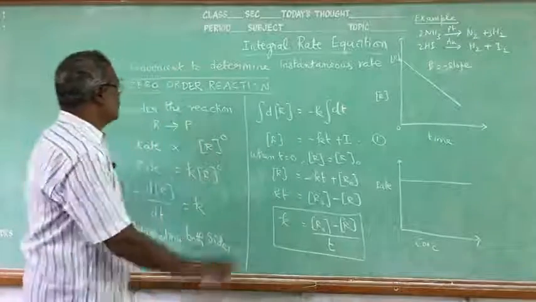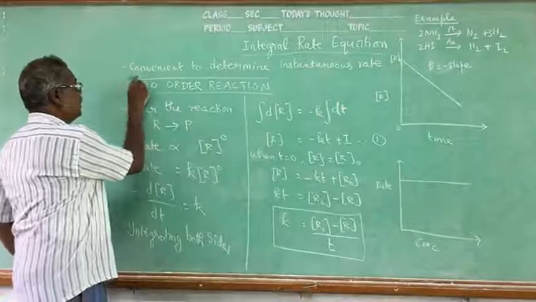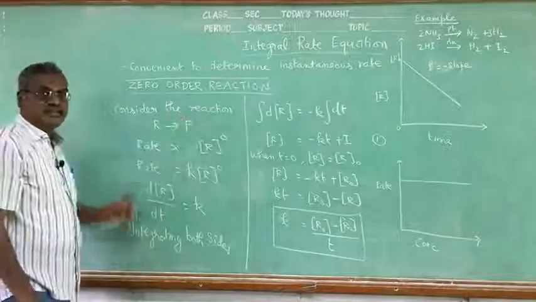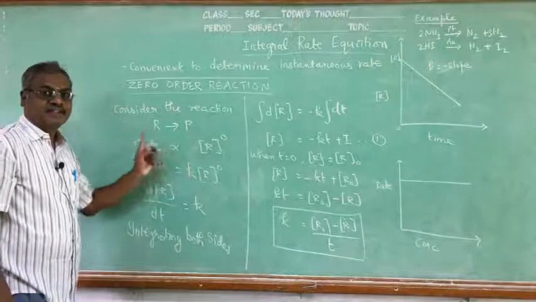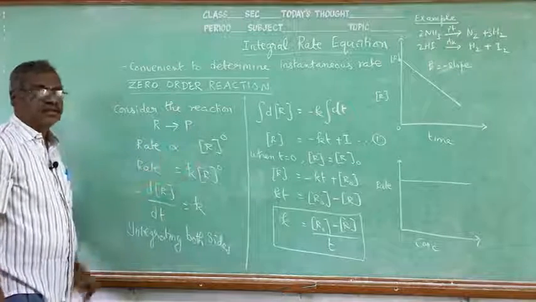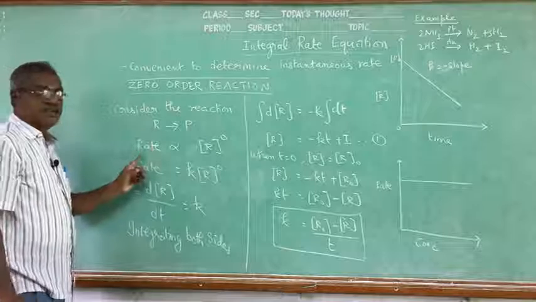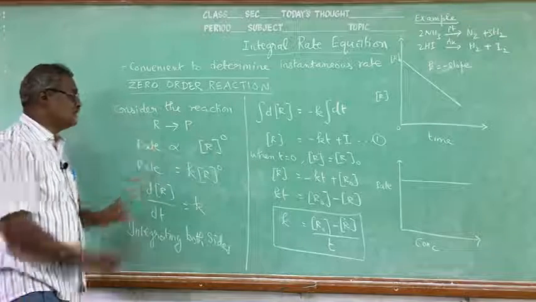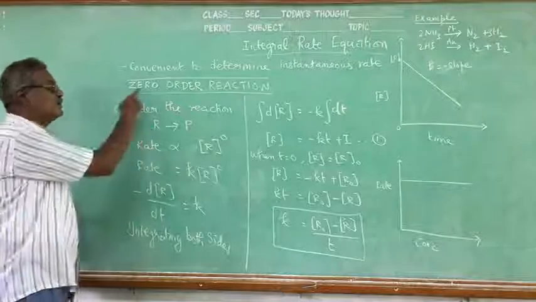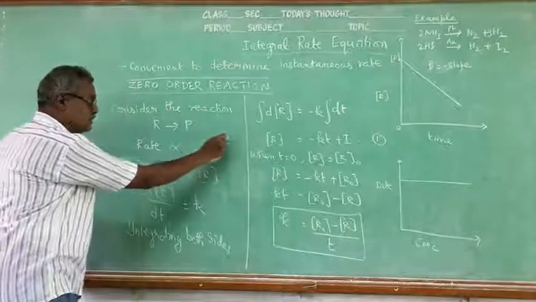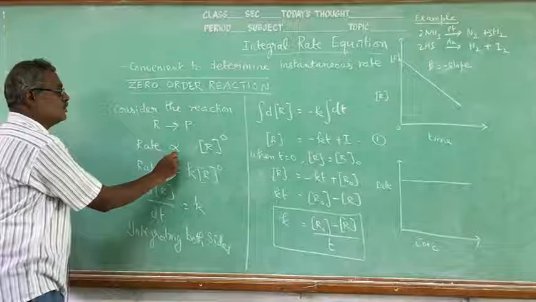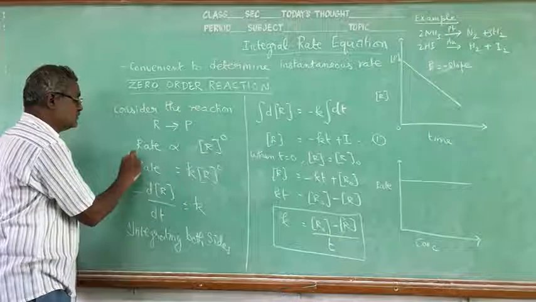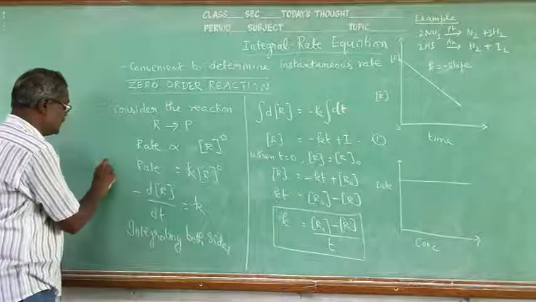Let us see. First we will take the zero order reaction. For zero order reaction, consider the reaction R gives the product. That is, reactant gives the product. So here the rate of the reaction is proportional to the concentration of the reactant. What is the reactant here? R. Here it is zero order, so I have to put the power 0. Now to remove the proportionality, I have to put a constant. The constant is K. So this is the rate law. This is known as the rate law.